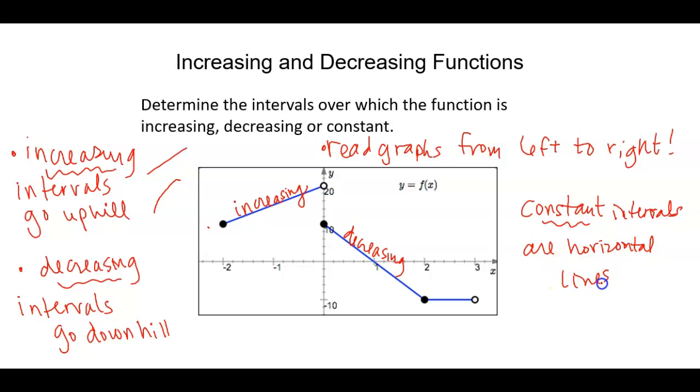Okay, so this part right here is constant. Constant means it's not going to change. It's not going to go up or down. It's just going to go constantly out. So that's what a constant interval looks like.